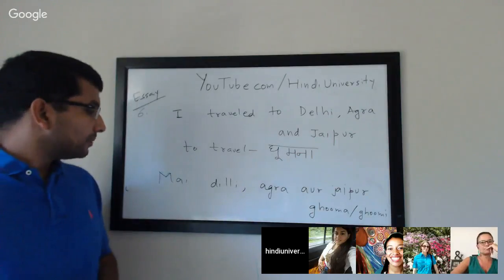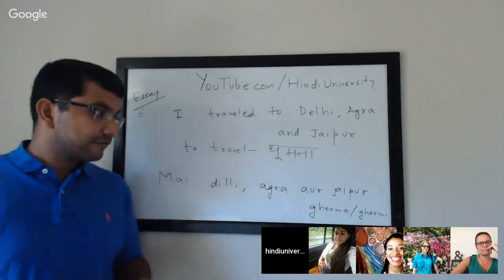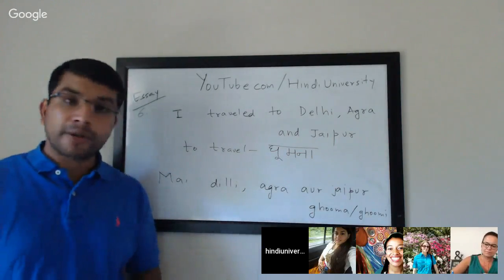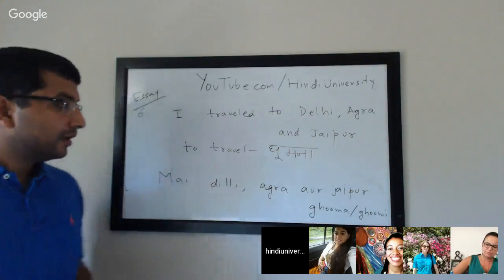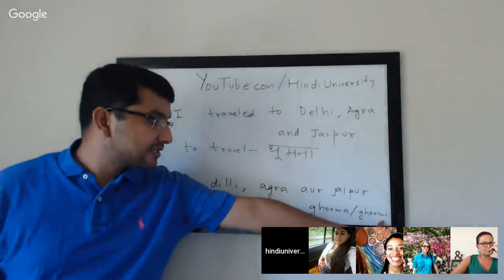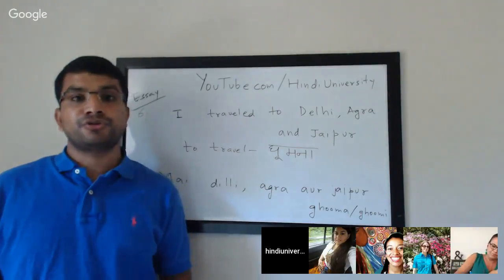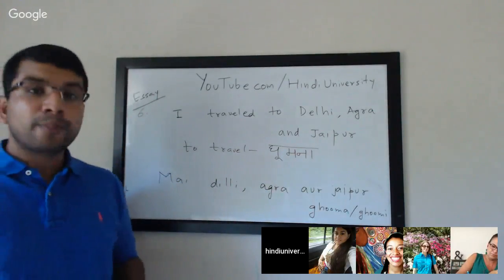Okay. Similarly for us, you can say हम दिल्ली, आगरा और जयपुर में घूमे. Okay. For a group of girls, there will be a nasalized sound here. हम दिल्ली, आगरा और जयपुर घूमीं. Okay. Or जयपुर में घूमीं.